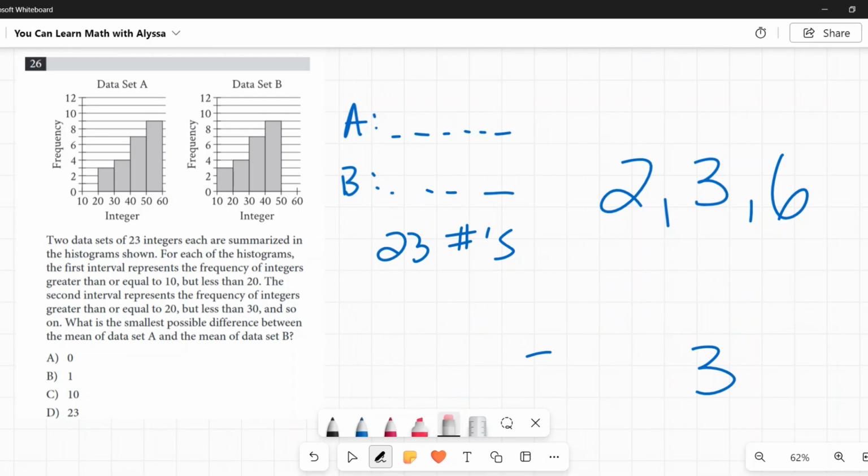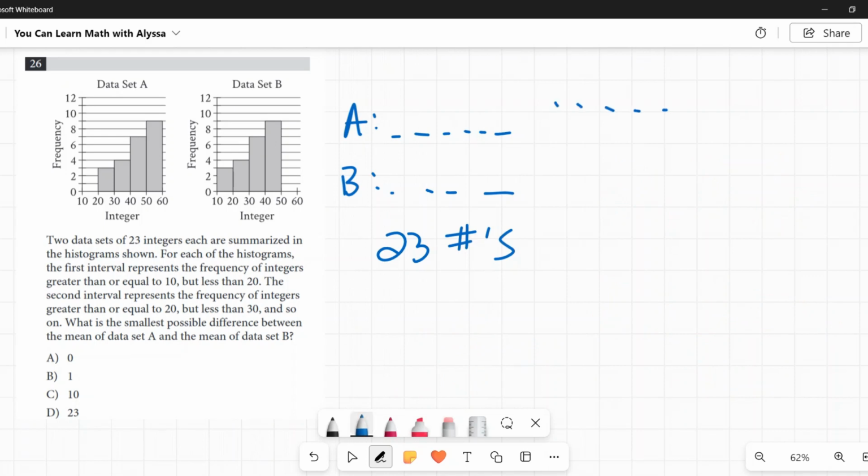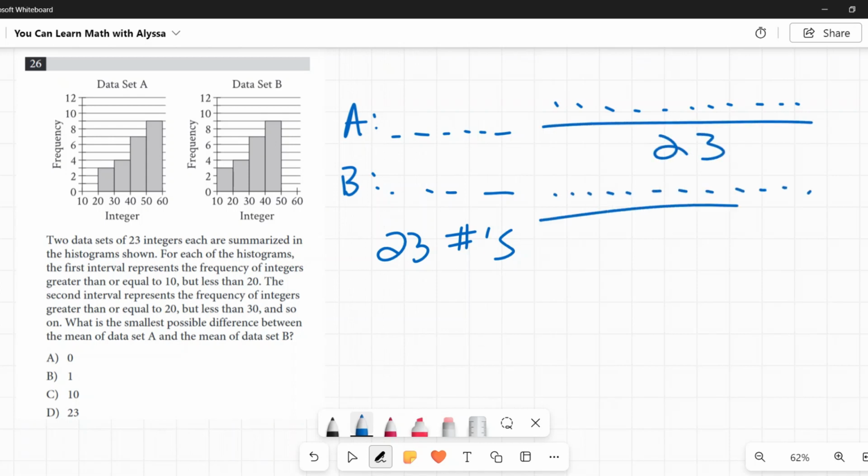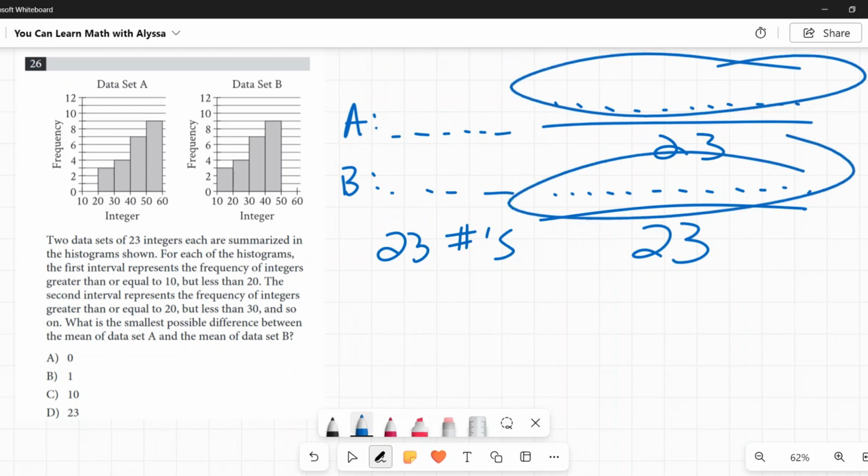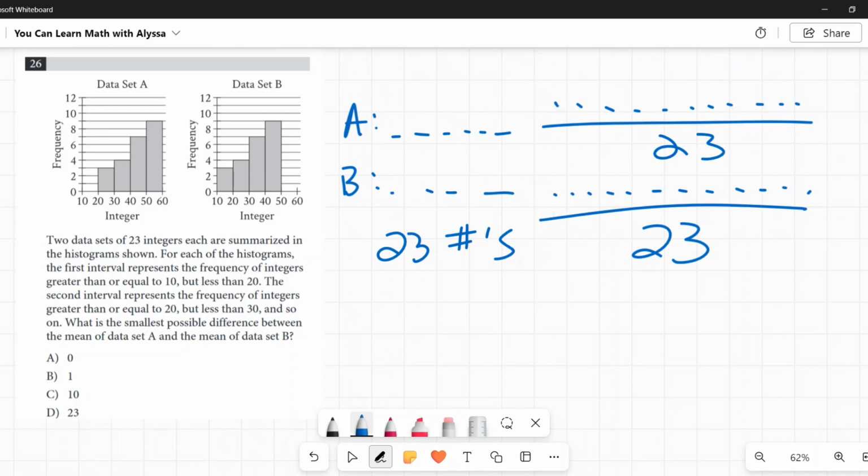So for these data sets, for A, I'm going to take all these 23 numbers, add them all together, and then divide by 23. And same with B. I'm going to add those 23 numbers together and divide by 23. They want to know the smallest possible difference, so I want these two sums on top to be as close as humanly possible. How could I do that?